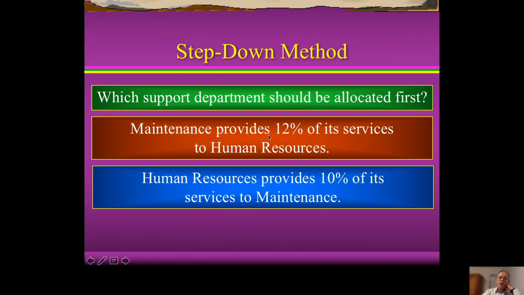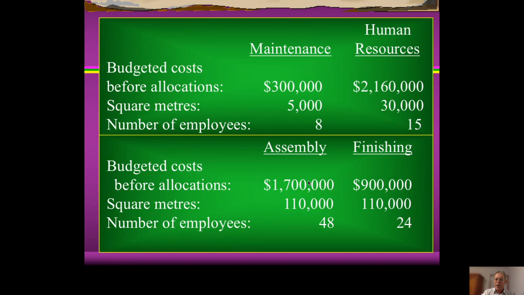Well, one method is to say, well, who does more for whom? And it looks like maintenance is doing more for human resources than human resources is doing for maintenance. 12% of maintenance effort goes into human resources, whereas only 10% of human resources is going towards maintenance. So therefore, we'll do it this way. We'll share maintenance cost to human resources first, and then human resources down to the other production departments. There's the raw data again.